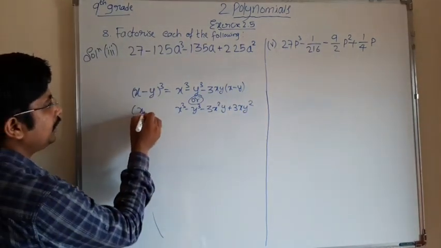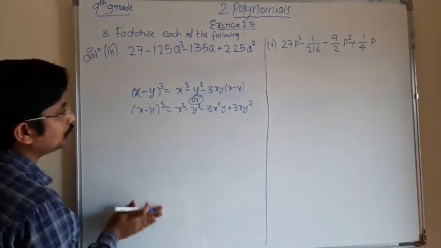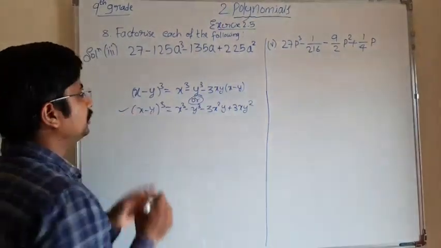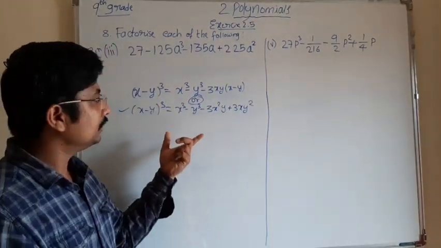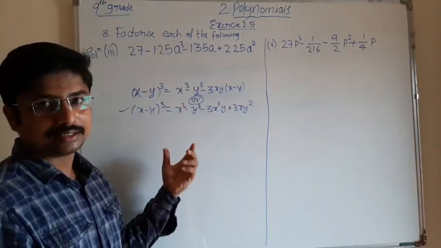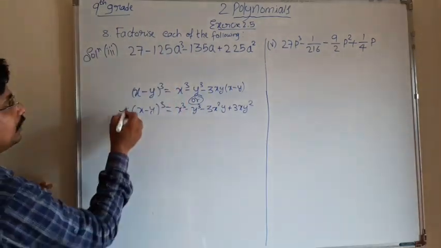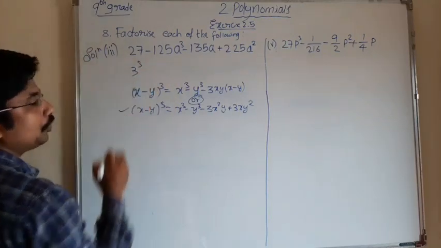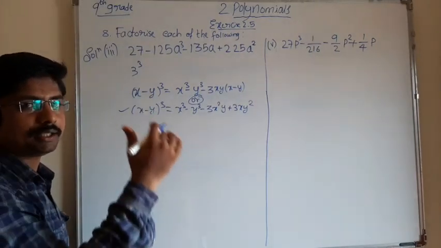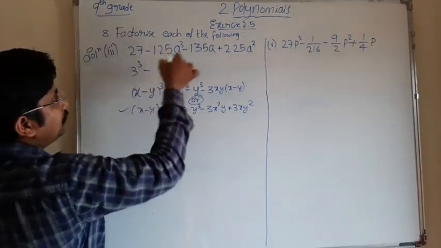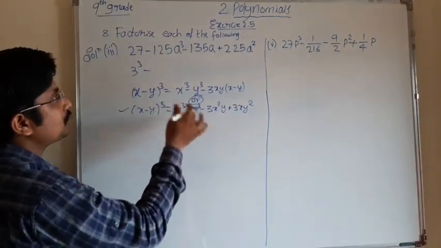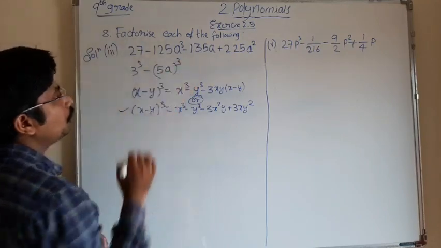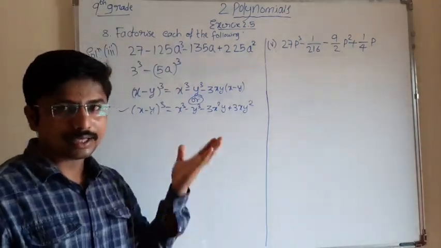Therefore, by using x minus y whole cube is equal to x cube minus y cube minus 3x square y plus 3xy square, both are the same. I'll convert 27 in terms of 3 cube, because 3 cube is 3 into 3 into 3, 3 threes are 9, 3 nines are 27. Minus 125, I have to convert in terms of y cube, that is nothing but 5a whole cube. 5 fives are 25, 5 twenty-fives are 125.